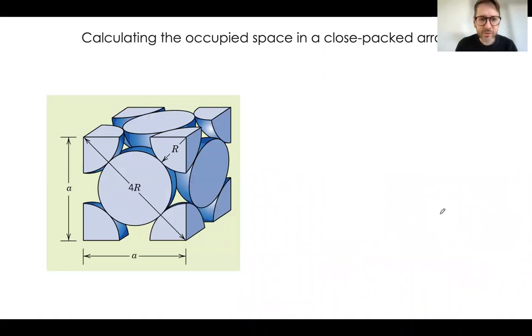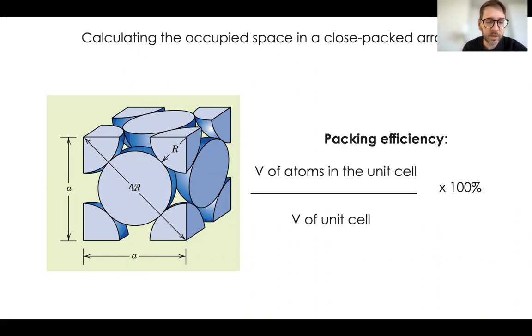All right, so I mentioned that there is this 74% packing efficiency for this kind of unit cell. And then actually we can calculate the occupied space in a closed packed array. So here we have the representation of the face-centered cubic unit cell, in which the edge length of the unit cell can be represented by a, and the diagonal can be represented by b. Along the diagonal of a face, the atoms touch each other. So b, the diagonal, corresponds to 4r, in which r is the radius of the atoms.